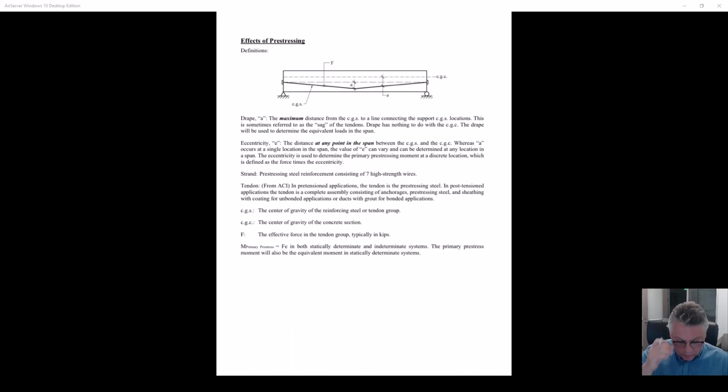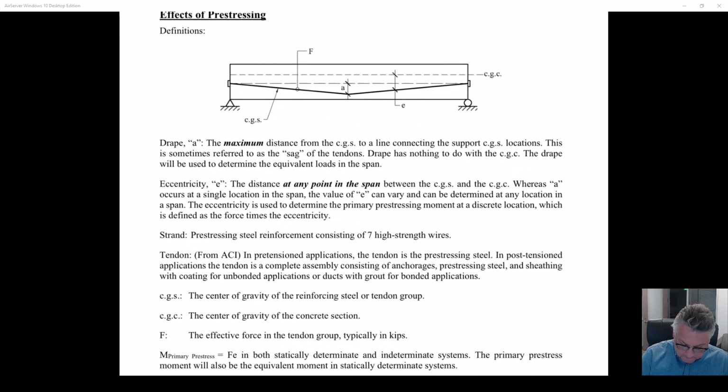Now, this is very important, and I hope throughout the course you will refer back to this. There are a variety of definitions here. The first one being the drape of the pre-stressing.